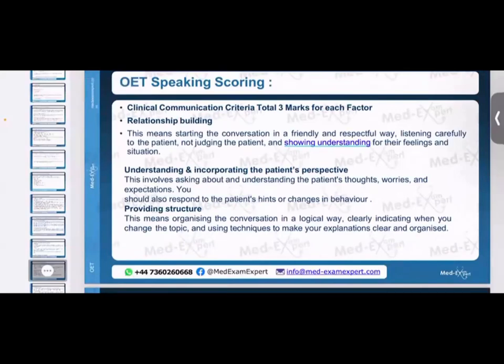This involves asking about and understanding the patient's thoughts, worries, and expectations. If the patient is stressed and is mentioning again and again that I am stressed and I'm worried, then apart from the role play card, you have to ask the patient, okay, Mr. John, please tell me, what is your worry? Why are you so concerned? I totally understand you. I'm your doctor. I'm here to help you. Sentences like these can help your patient and put him at ease. So please make sure that you are using the correct sentences at that time.